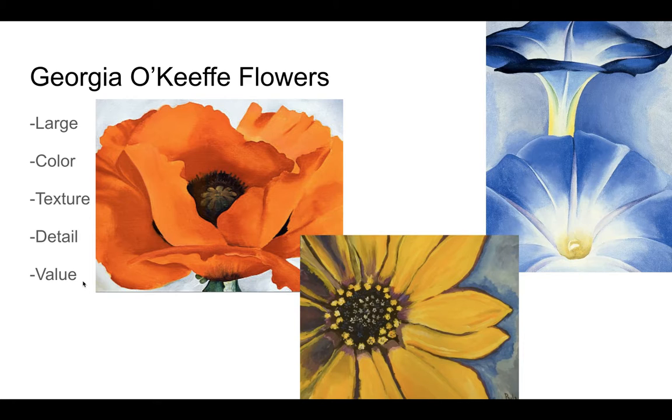And then, of course, value. So we don't want the flowers to look flat, and you can see that her flowers don't look flat. She has shadows and highlights, so you can see the shape of the flower.